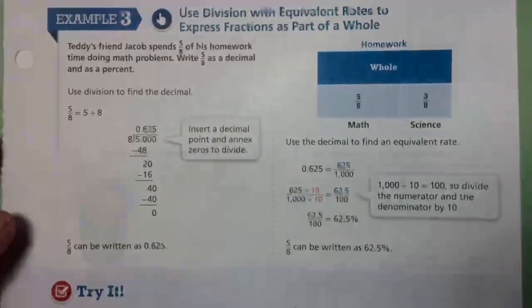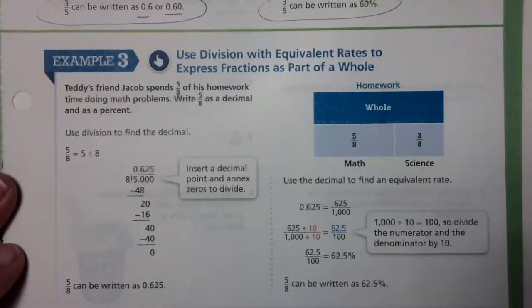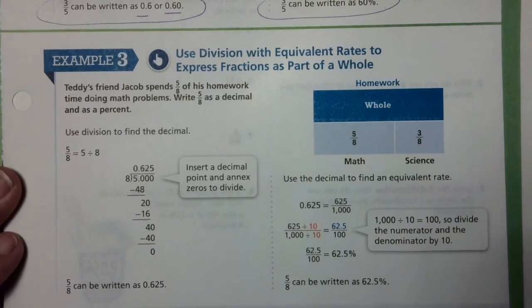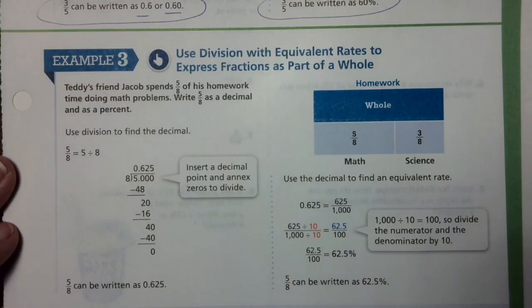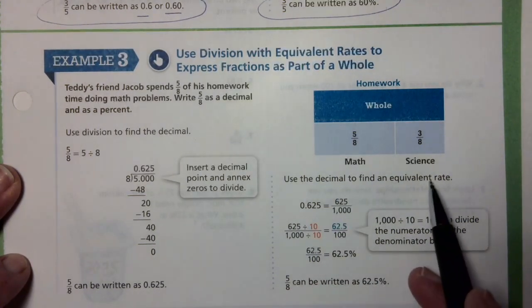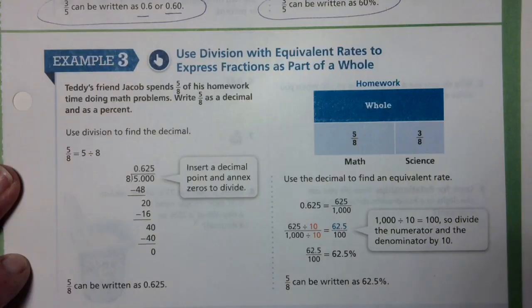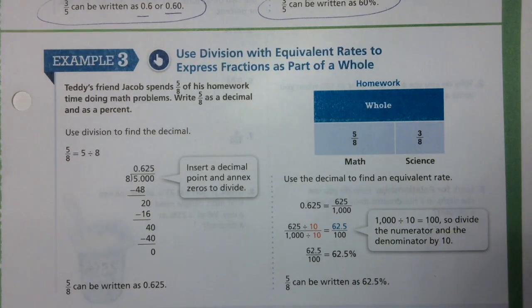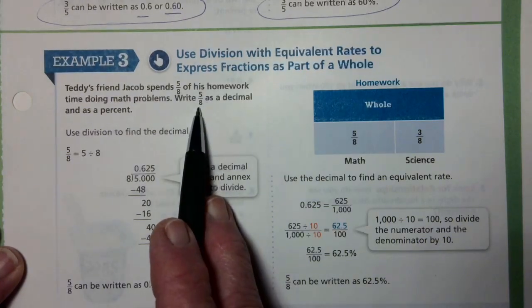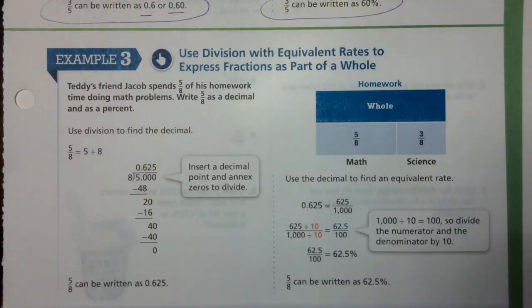Okay, example 3. Use division with equivalent rates to express fractions as part of a whole. Teddy's friend Jacob spends 5/8 of his homework time doing math problems. Write 5/8 as a decimal and as a percent. Use division to find the decimal. Then use the decimal to find an equivalent rate. Now this one gets a little bit more difficult because 8 is not a factor of 10 or 100. So we have to go a little bit further.